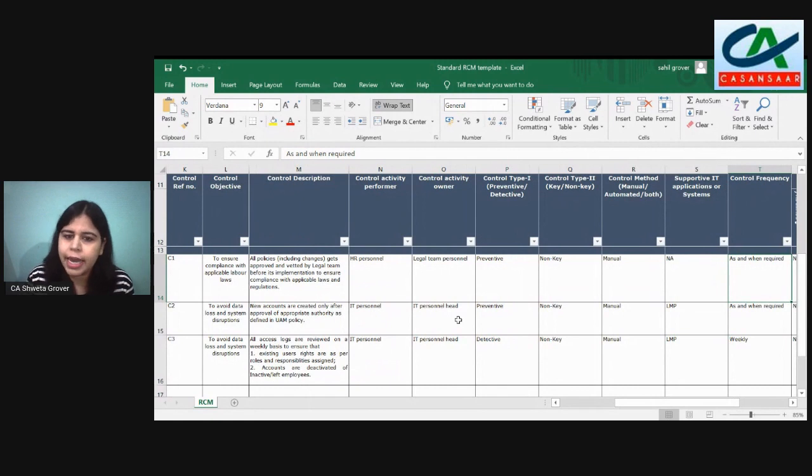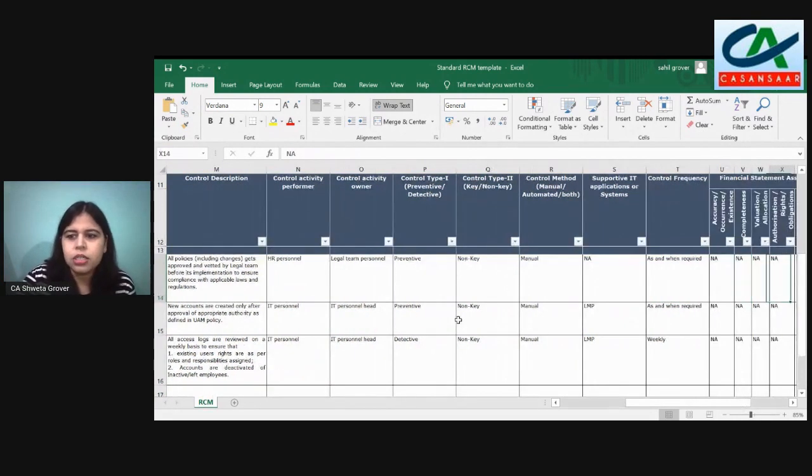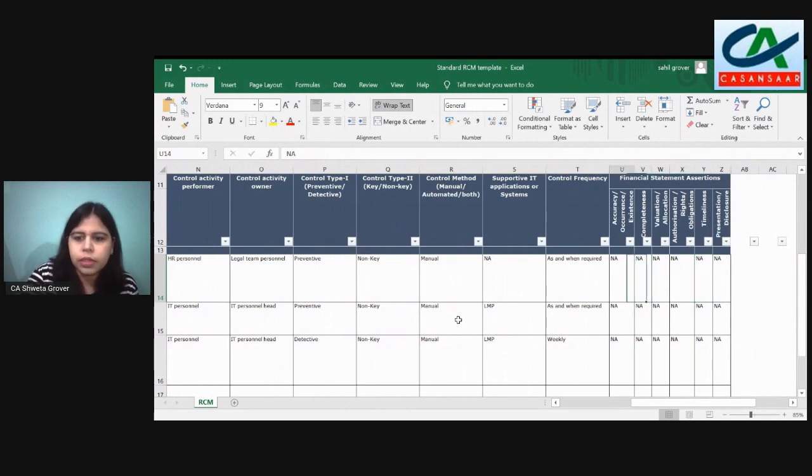Control frequency is as and when required. There is no defined control frequency, so we will mention as and when required. In case there is a defined frequency, you can mention monthly, weekly, daily, like this. Or if it is ongoing, you can mention ongoing activity. Since for this particular control there are no financial statement assertions, we will mention any. For all these things, there won't be any financial statement assertions actually, so I have mentioned any for all.